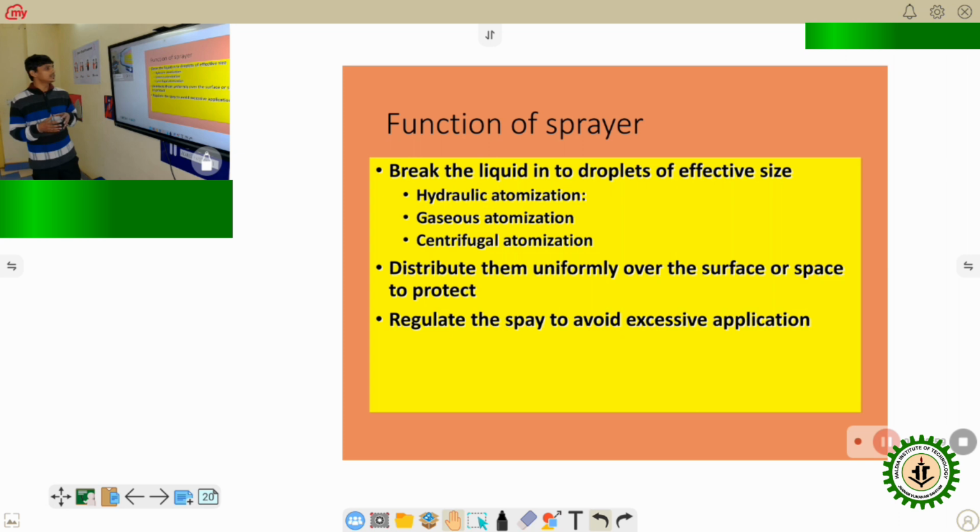So this is very important, and this regulates the spray to avoid excessive applications. Also, it uniformly sprays the spraying materials in the field conditions. So these are the basic functions of a perfect sprayer.